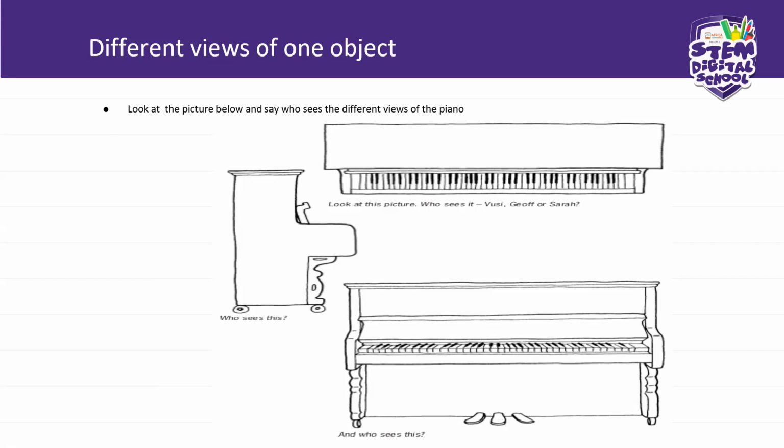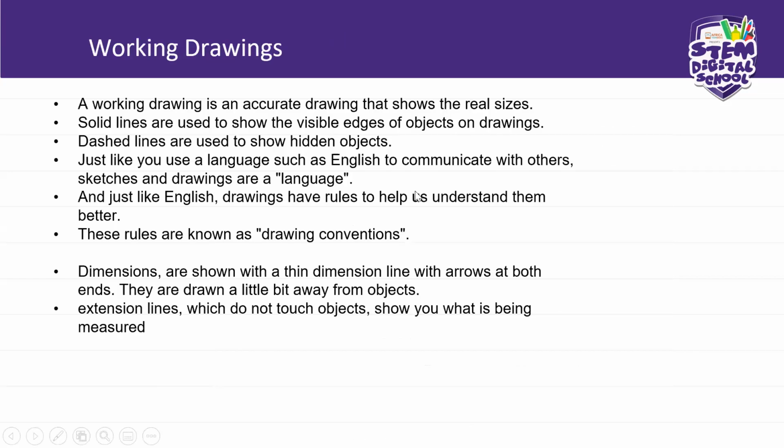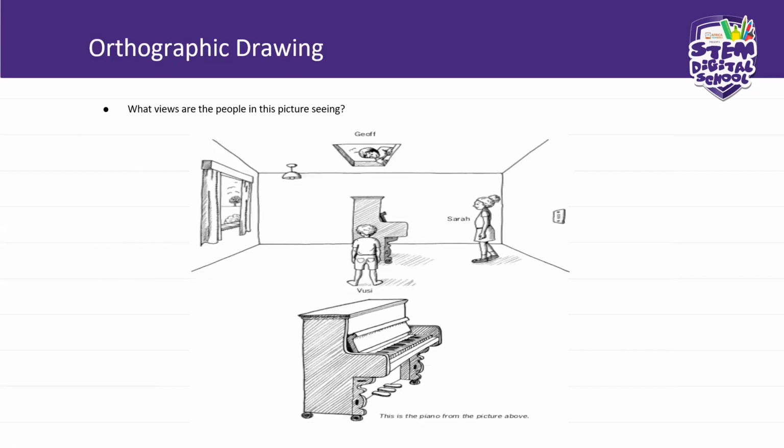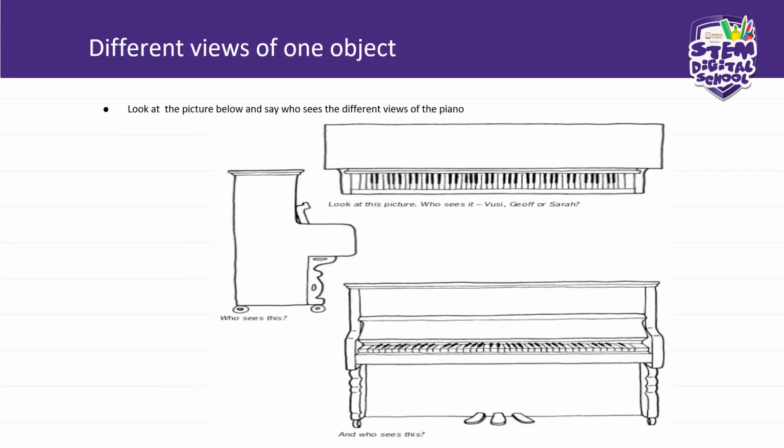Even if they are given the whole piano to draw, and they are given instructions to say, draw only the top part of the piano, they must be able to draw only the top part. That is what normally happens in our assessments. We are given a 3D object and we are given an instruction to say, draw only this part. Okay? So, you only draw a two-dimensional flat drawing of what you are required to draw. Right, so this will be the two-dimensional drawing of the piano.